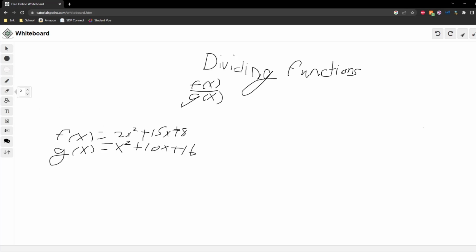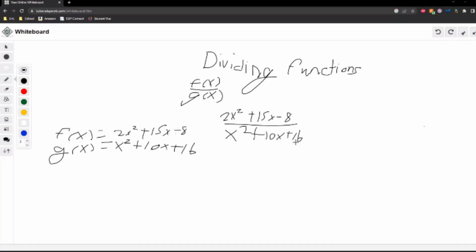Before we start, I'm going to reiterate this only one time. Differentiating f of x and g of x matters. G of x has to be the denominator and cannot be equal to 0. So, we begin by formatting it into 2x squared plus 15x minus 8 over x squared plus 10x plus 16.